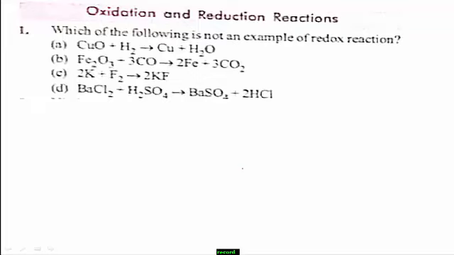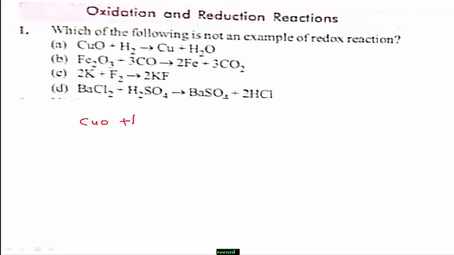Students, according to the question, a redox reaction is one which involves both oxidation and reduction simultaneously. Right? This redox reaction involves simultaneous oxidation and reduction of the reacting species. The change in the oxidation state will decide whether the reaction is a redox reaction or not.